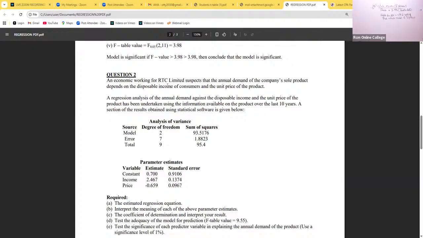An economist working for RTC Limited suspects that the annual demand of the company's sole product depends on the disposable income of consumers and the unit price of the product. A regression analysis of the annual demand against the disposable income and the unit price has been undertaken using information on the product over the last 10 years. A section of the results obtained using statistical software is given below: analysis of variance, and parameter estimates. They want us, in A, to give the estimated regression equation.